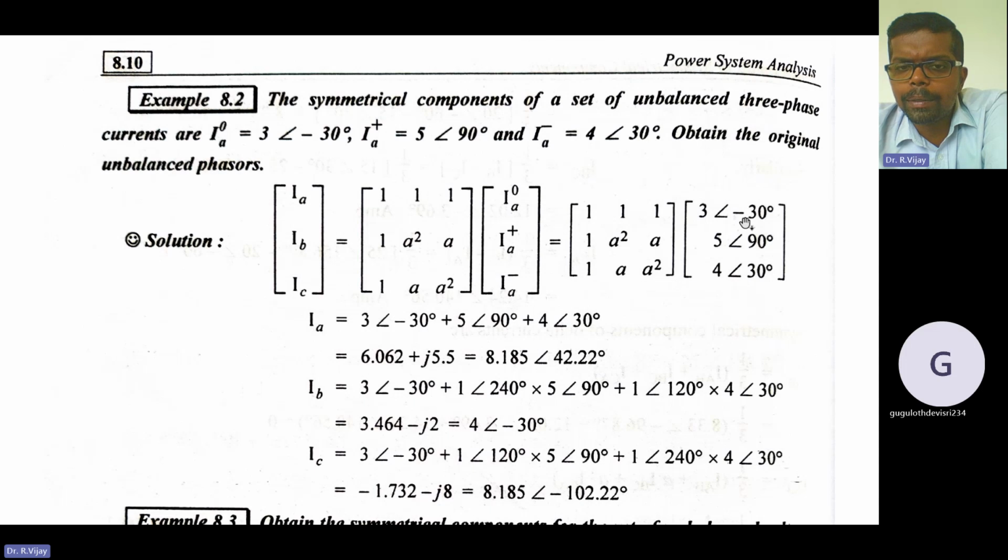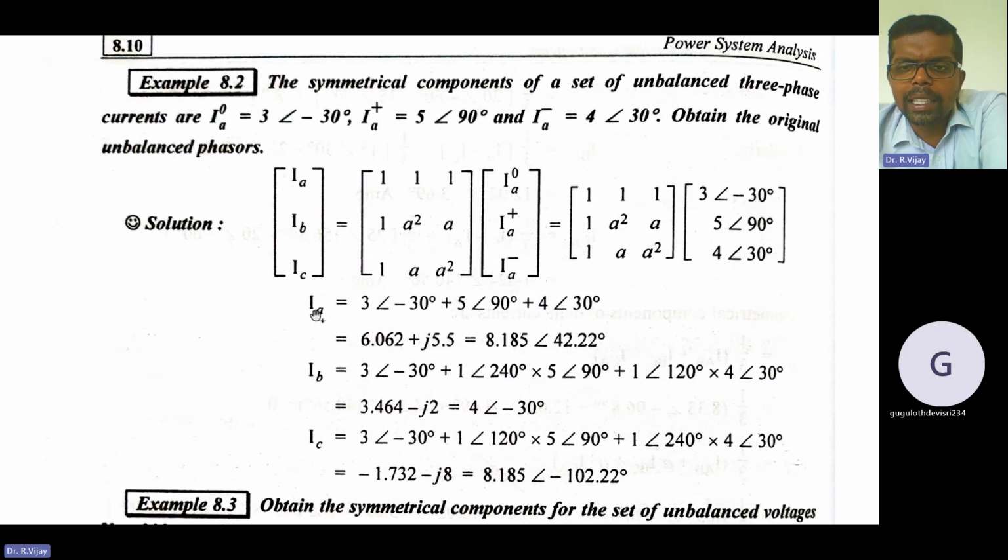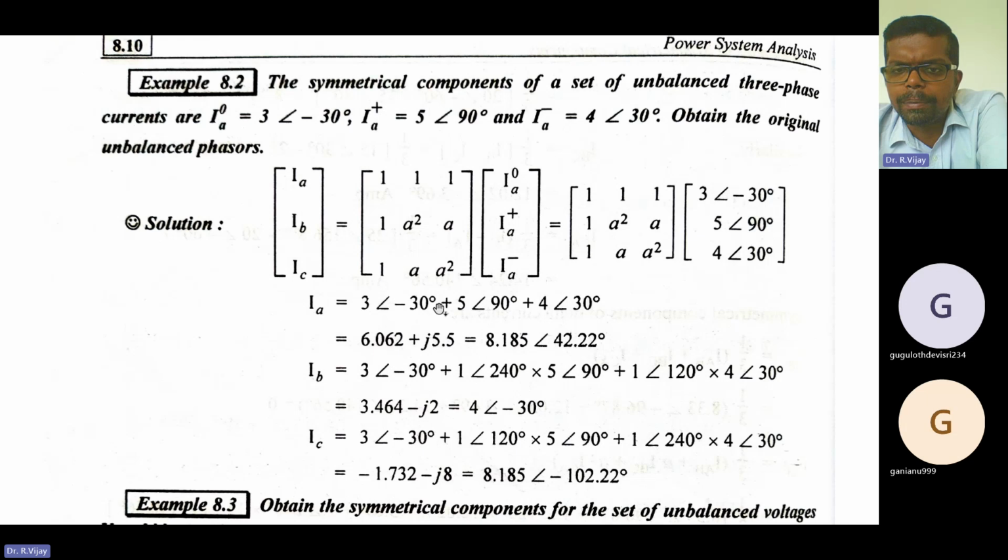Just substitute it. Here, what you need to do is multiply. You take A as 1 at the angle of 120 degree. Simply, you need to multiply this matrix. After the matrix multiplication, I think you can also do this in a calculator. If not, you need to do it separately.